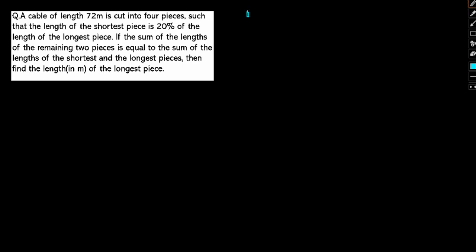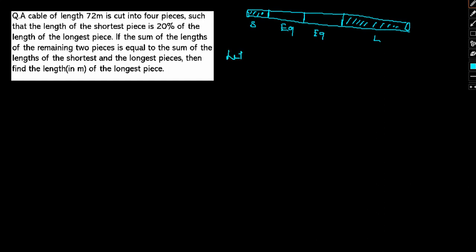Okay, suppose we have a cable. Say this is my cable. This has been cut into 4 pieces: 1 piece, 2 piece, 3 piece and 4 piece. Okay, this is the shortest, this is the longest, and these two are equal pieces. Okay, and now shortest piece to longest piece, the ratio is given as 20%. So let's try and solve this.